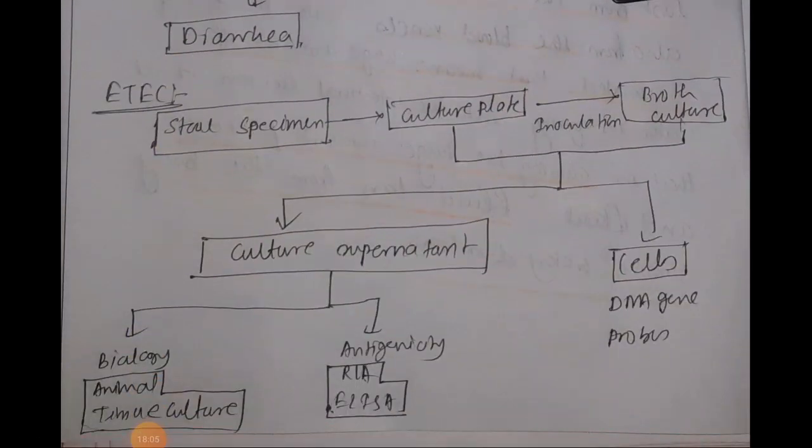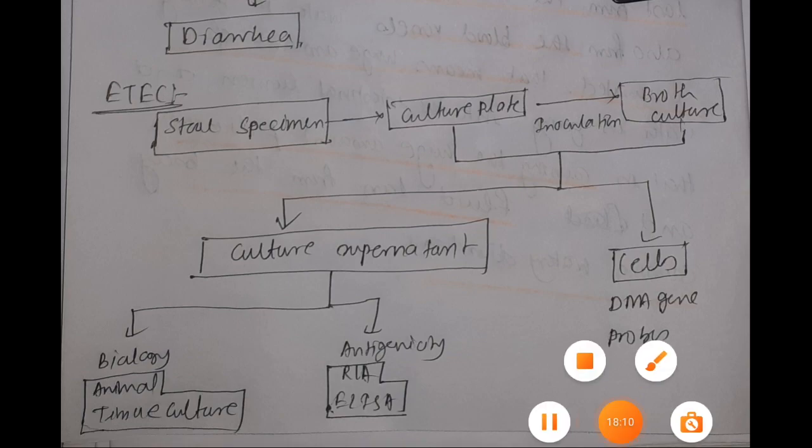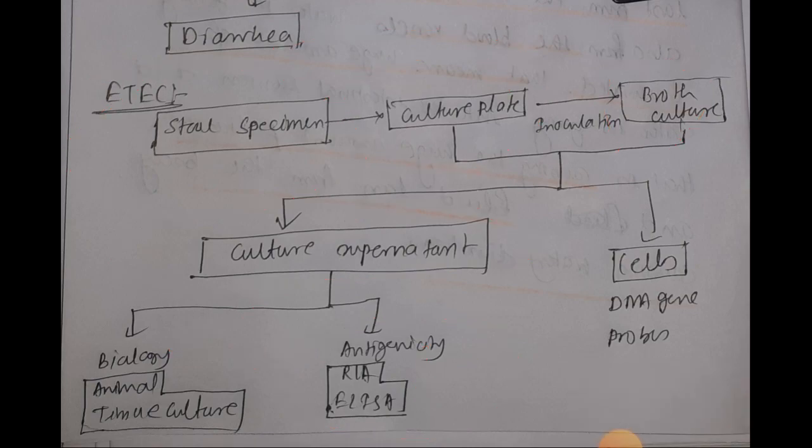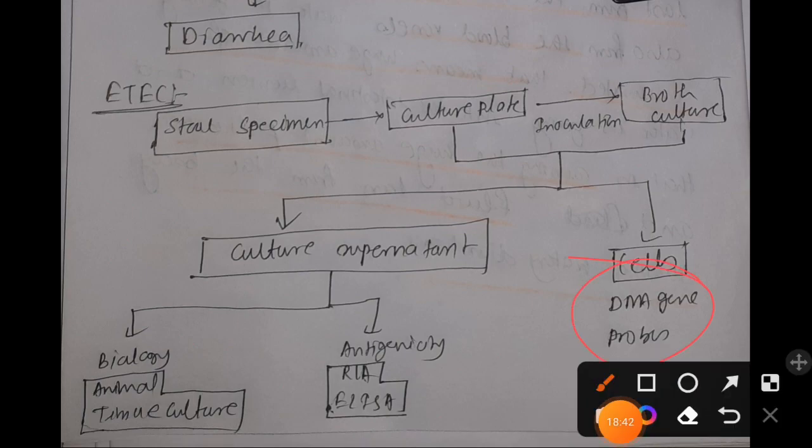So now let's talk about how you can diagnose ETEC, that is, whether your patient is infected with ETEC or not. So you have to collect the stool specimen, then you can culture it, or you can also prepare a broth culture. Okay, now with the help of the culture supernatant, you can perform biological tests, that is, animal tissue culture. You can also perform some immunotesting such as radioimmunoassay and enzyme linked immunosorbent assay. Okay, and you can also use some DNA gene probes for the detection of ETEC.